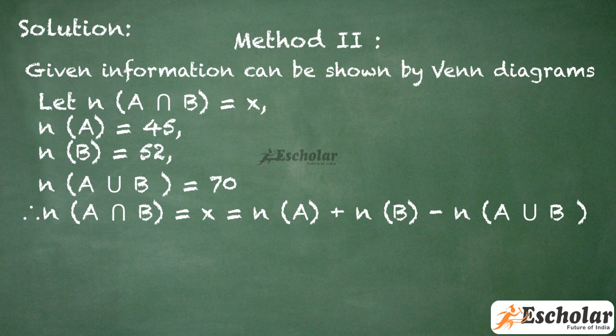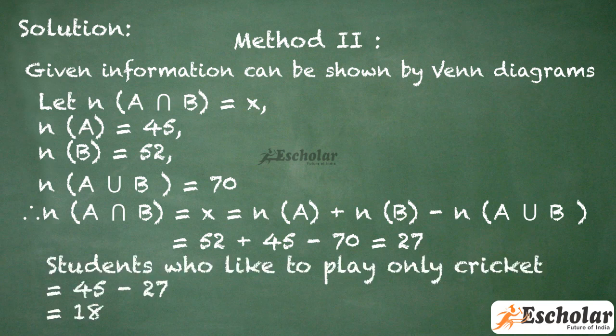Therefore, n of A intersection B is equal to x is equal to n of A plus n of B minus n of A union B is equal to 45 plus 52 minus 70 is equal to 27. Students who like to play only cricket is equal to 45 minus 27 is equal to 18.